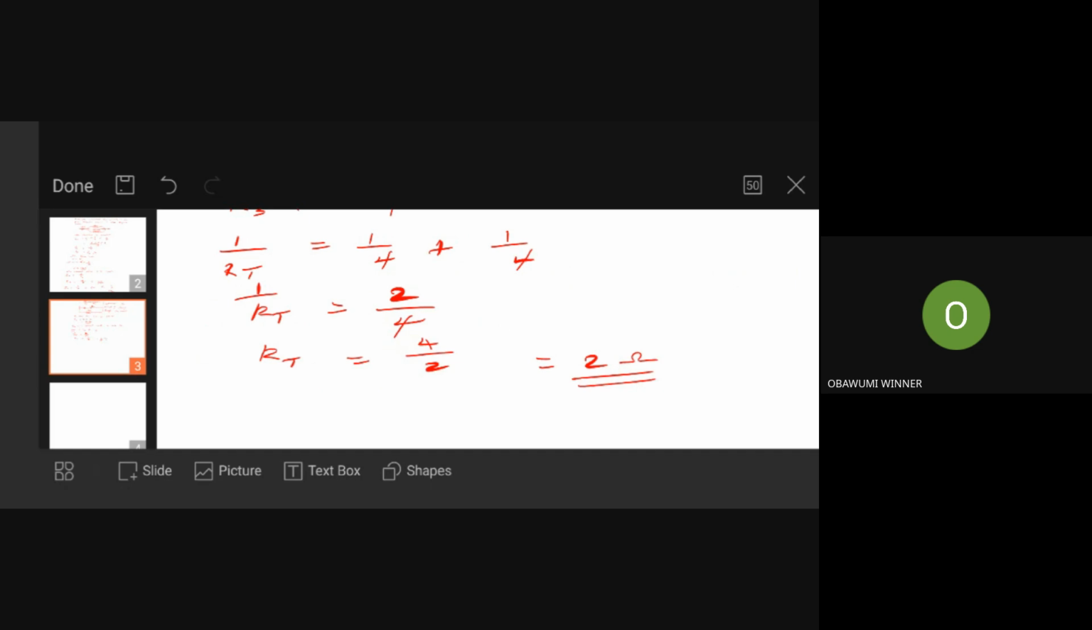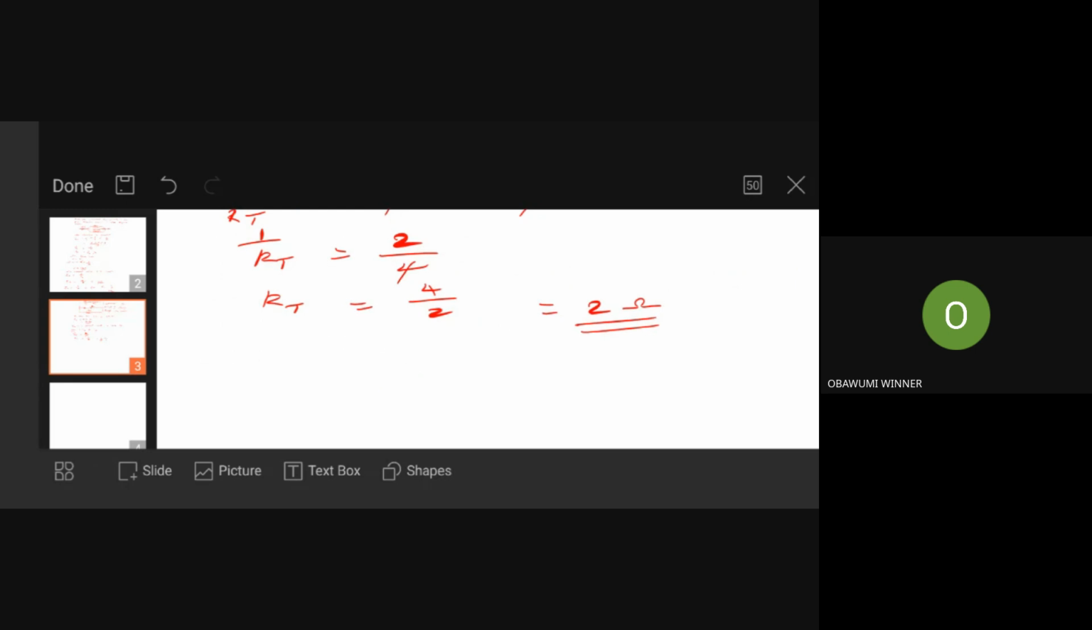Now they said we should find the current flowing through the circuit. How do I find the current? To solve for the current, we use Ohm's law. To solve for current, we can recall that V is equal to IR, or that our I, which is current, is equal to V over R.